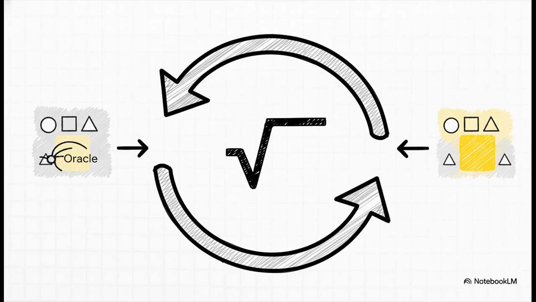Now, here's the crucial part. This isn't a one-and-done trick. The quantum detective applies the Oracle to mark the answer, then uses the diffusion operator to amplify it. And this two-step dance gets repeated over and over again, about the square root of n times actually. And with each cycle, that correct answer just stands out more and more.